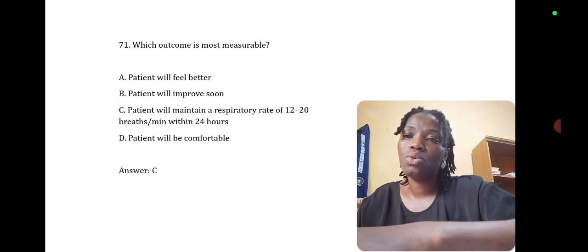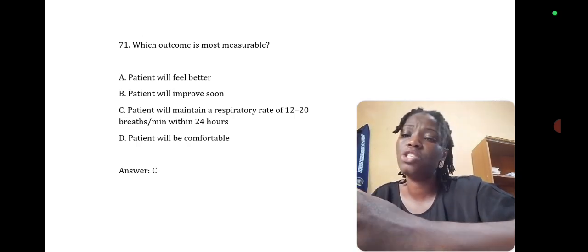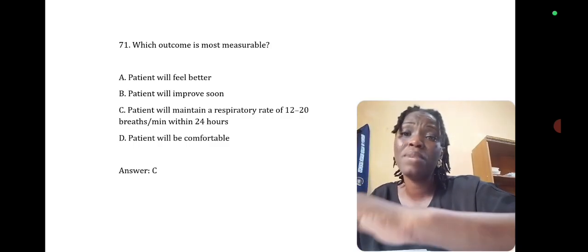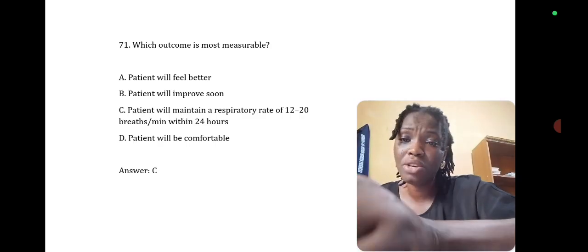Number 71. What outcome is most measurable? When they say measurable, it means something that you can actually measure, like your temperature, you can measure pulse, respiration, blood pressure. You can measure them. So what they say is that what outcome is most measurable.